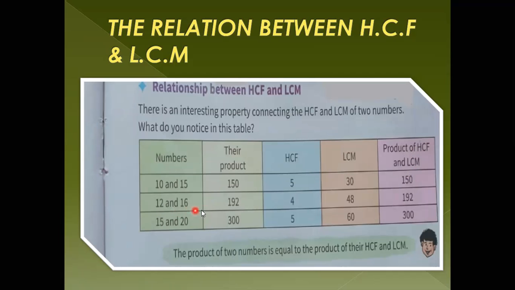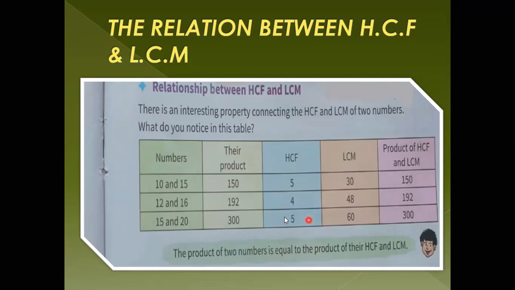Same way here, 12 and 16. Their product is 192, HCF is 4 and LCM is 48. And again the product of HCF and LCM, 48 into 4, is 192. Same way 15 and 20. If you multiply 15 into 20, you will get 300. HCF of 15 and 20 is 5. LCM of 15 and 20 is 60. And the product of HCF and LCM, 60 into 5, equals 300.